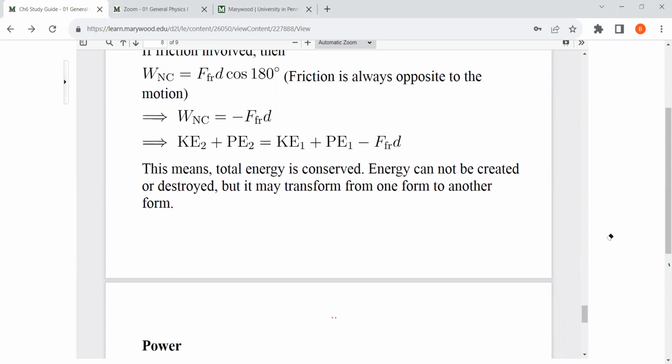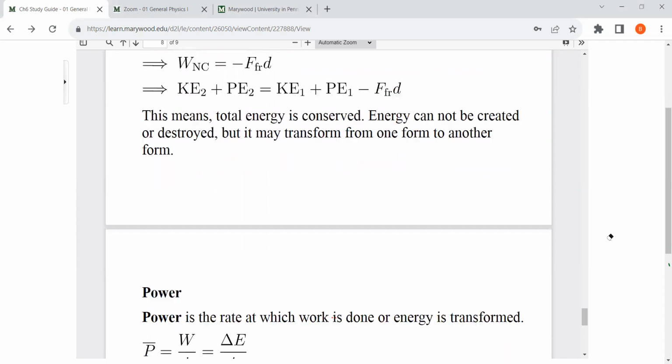So if I want to express this in words, then the conservation of energy states that we cannot create energy or destroy energy. We can convert energy from one form to another form, or we can transform energy from one place to another place. Okay.